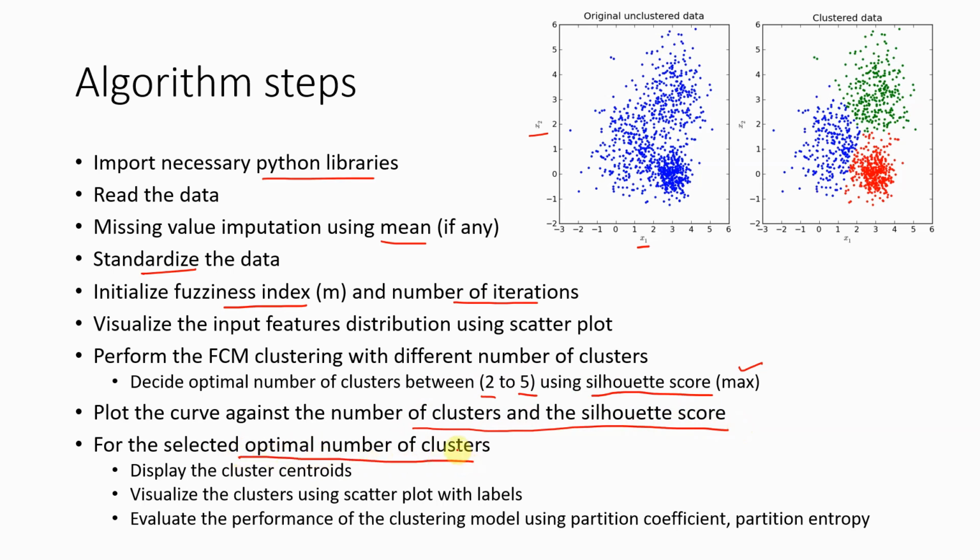So once we fix the optimal number of clusters, for that particular cluster value, we have to display the cluster centroids, and we need to visualize the clustered output using a scatter plot with a colored label for each cluster. For example, here the number of clusters is 3. So we need to display the cluster centroids, and also which cluster each data point belongs to, which we have to label with different colors. And finally, evaluate the performance of our clustering model using the partition coefficient and the partition entropy.